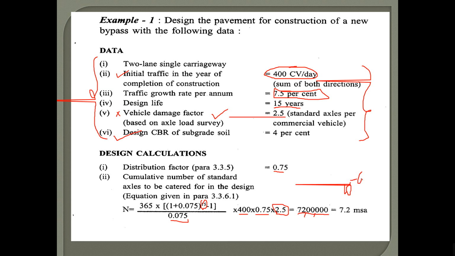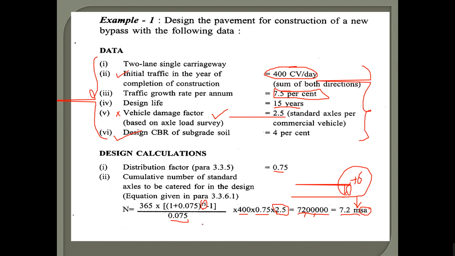Is it 10 to the power of minus 6 or plus 6? 10 to the power of 6. This particular 10 to the power of 6 will be called a million, which I am going to convert this value in terms of 7.2 million. This SM is standard axles. I understood. I have converted the cumulative number of standard axles in terms of MSA.